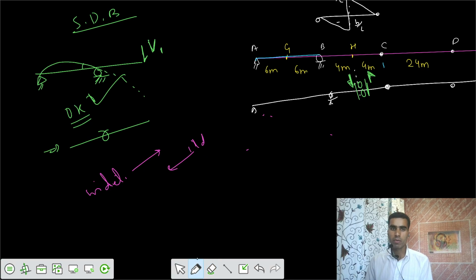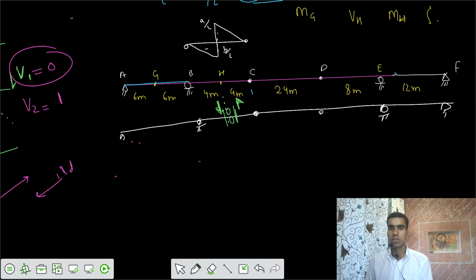That means the shear V1 should be equal to 0, which implies that the upward shear V2 should have a value of 1 unit. That means the entire 1 unit should be transferred to the side of H, C, D, E, F. Now let's analyze H, C, D, E, F. You have introduced a slider here.